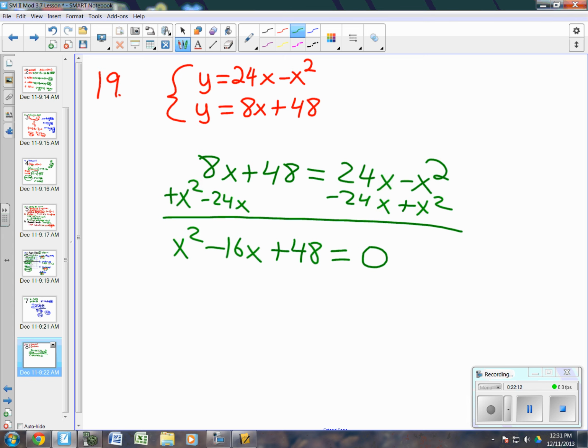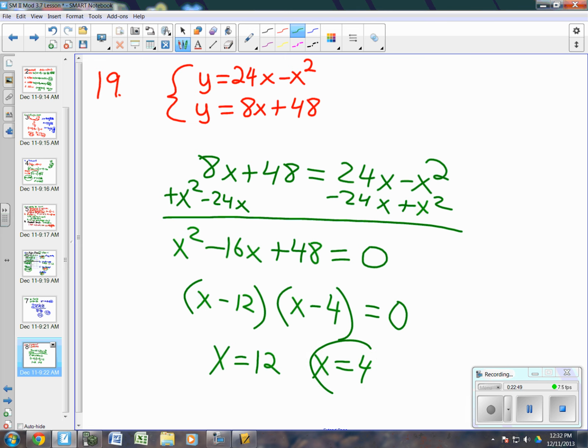And I'm guessing, you guys, that it factors. I need two numbers that multiply to get 48 and add to get negative 16. 6 and 2? 6 times 2 is not 48. 6 plus 8 is 14. She's got it. 12 and 4. But what do they both have to be? Negative. They've got to both be negative. So x equals 12 and x equals 4 are your two solutions.